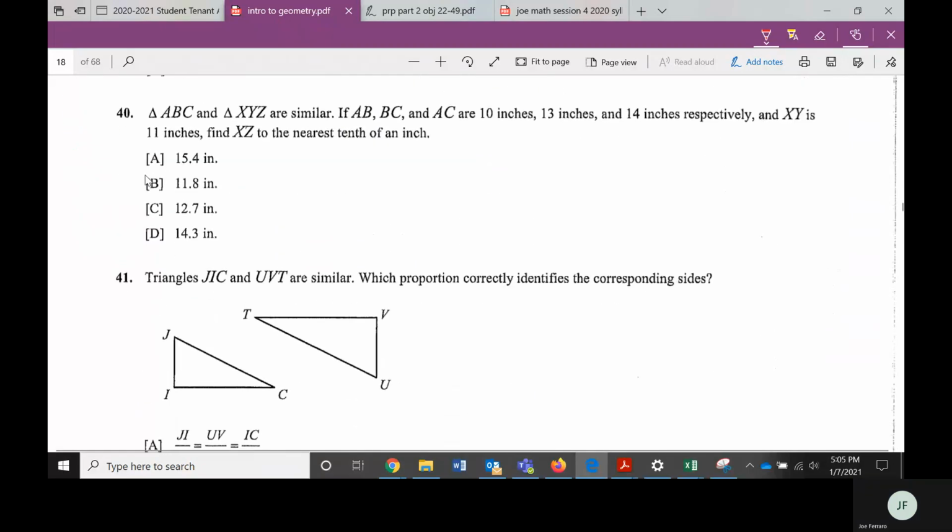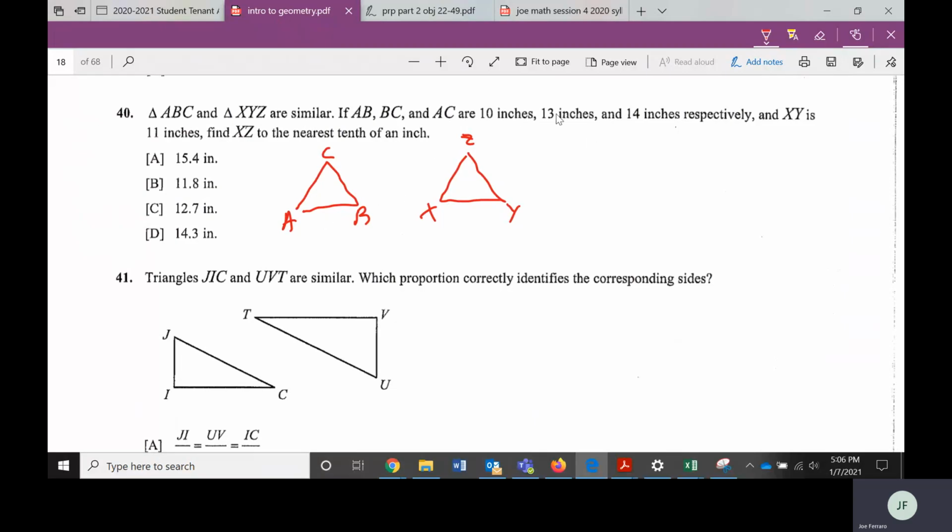Number 40. Okay, this is kind of like one we did on the other page, but I will do it for you quick, or at least set it up for you. Again, we have two triangles. I'm just going to draw them basically the same size, even though they're not going to be. And they say they're similar. We have A, B, C. So I went in that order. So X, Y, Z, I should go in that order. X, Y, Z. Then it says AB, BC, and AC are 10 inches, 13 inches, and 14 inches respectively.